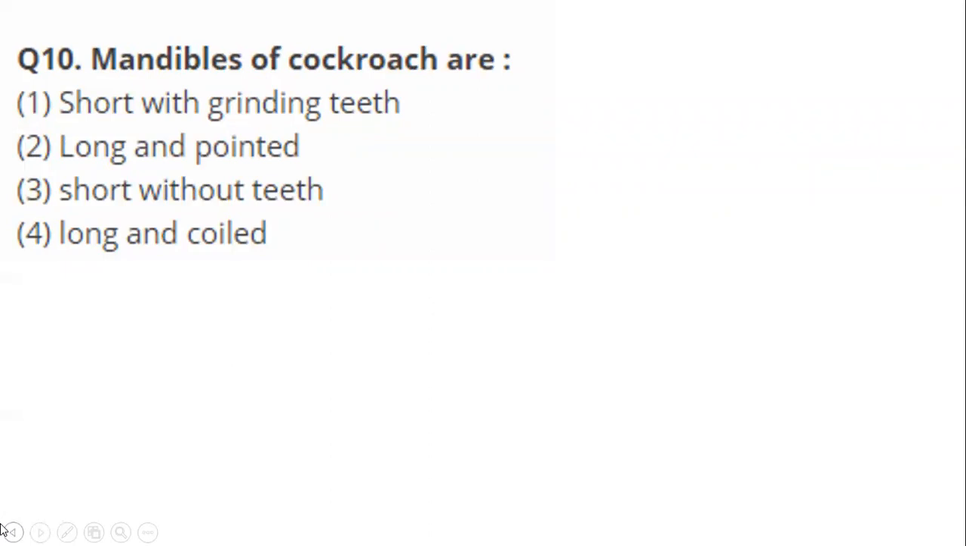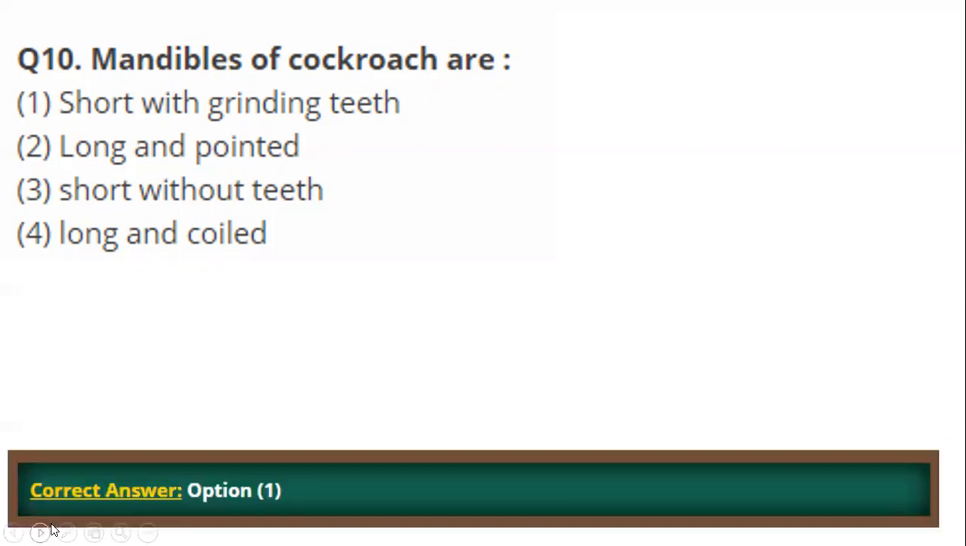Mandibles of cockroach are short with grinding teeth, long and pointed, short without teeth, or long and coiled. Comment down your answers as fast as possible. Come on. And it is option 1, short with grinding teeth.